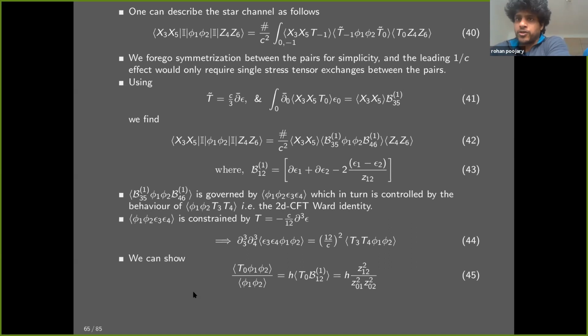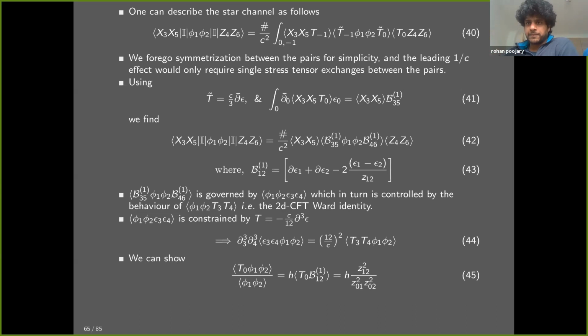Before going to the 4-point function, you can see that the 3-point function of phi 1, phi 2 with t0 basically takes this form. You can show this from first principles. You can keep on using these relations and get it. 45 is a very basic relation. You can prove it in more than one way, by all the basic integrals that we have used. It's very basic once you read through it.